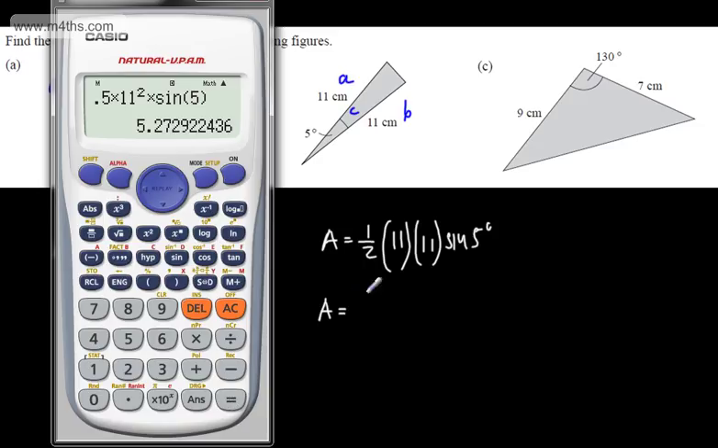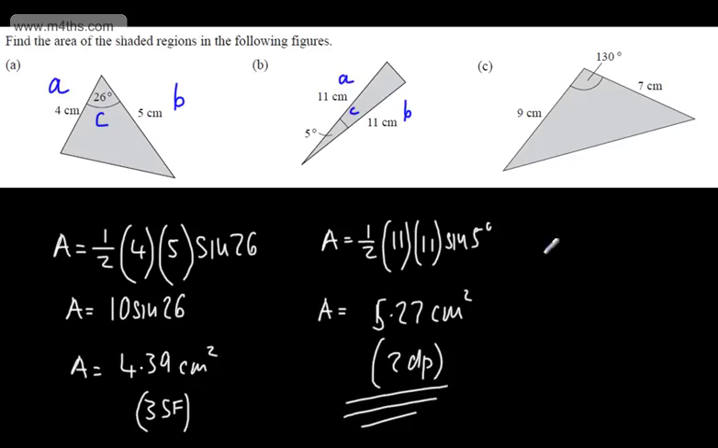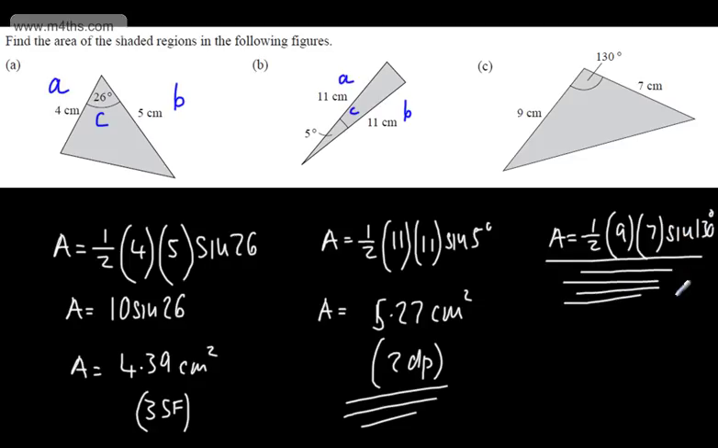And that's going to give me 5.27. So I'll put this is 5.27 centimetres squared. And again, I've rounded that to 3 significant figures, or in that particular case, 2 decimal places. So nice and straightforward. This one right here, we'll just write it out quickly. It's going to be 1/2, we're going to have 9, we're going to have 7, and we're going to have the sine of 130 degrees. And that will give us exactly what we need.